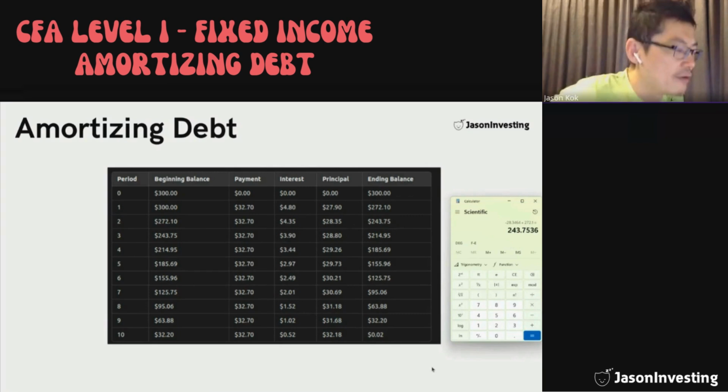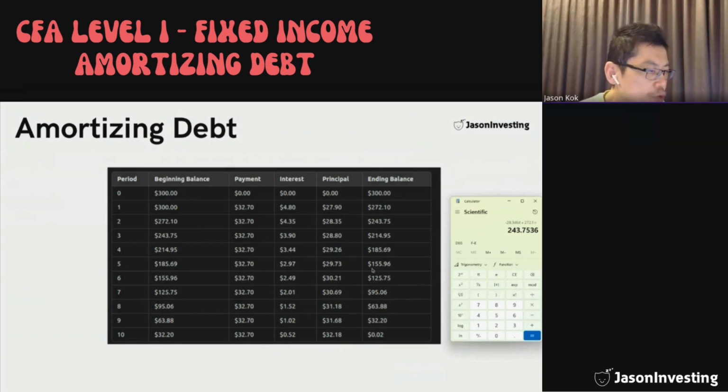But of course, for a real amortized debt schedule, you need to make sure that this number comes down to zero, because the notional amount is 300 million, which anything that is not zero would be a very high amount. So we need to make sure that it's zero.